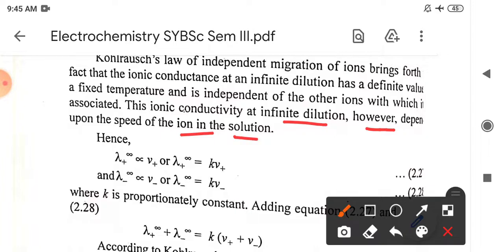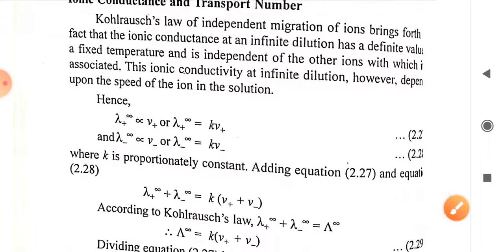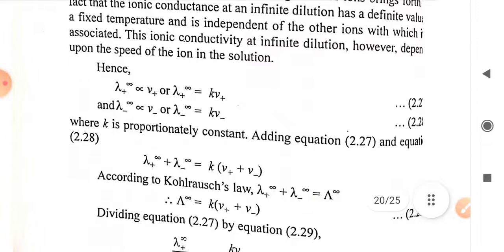So we can say that the ionic conductance at infinite dilution for the cation is directly proportional to the ionic velocity of the cation, and in order to remove this proportionality sign we have taken a proportionality constant, say k. Similarly, the ionic conductance for the anion is directly proportional to the velocity of the anion. So again, to remove the proportionality sign, we take the proportionality constant.